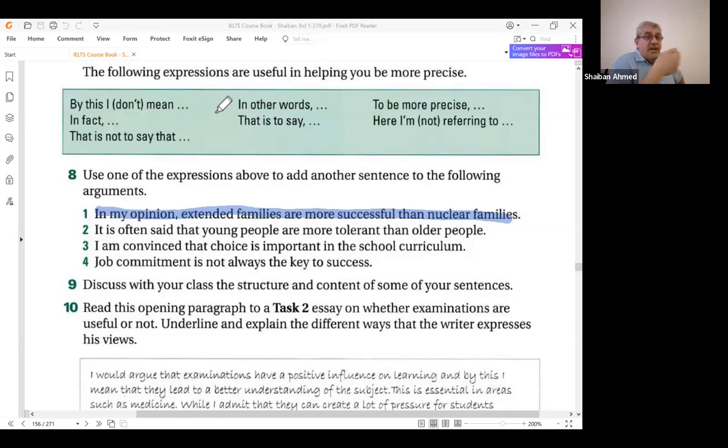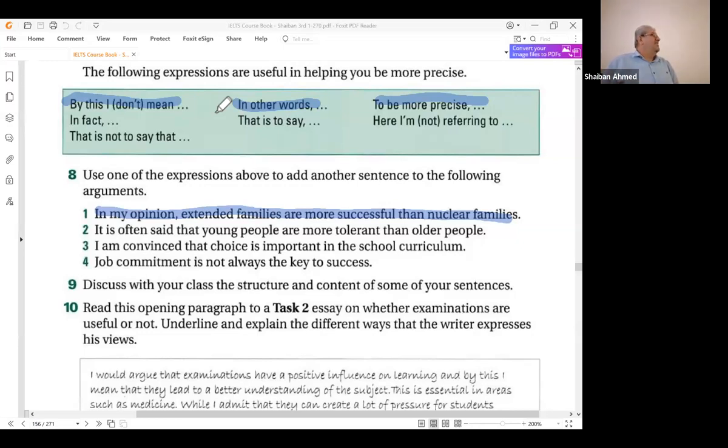Any ideas? So we say, by this I mean, you can say, in other words, to be more precise, in fact, this is how we develop. I believe extended families are more successful than nuclear families. Extended means big, nuclear means small. By this I mean, okay, by this I mean they can help each other by, for example, give me examples, Zaidan, to finish the idea.